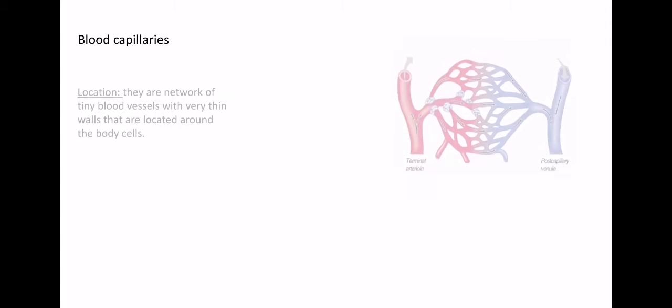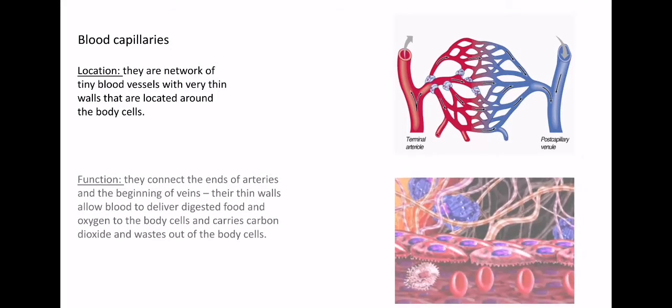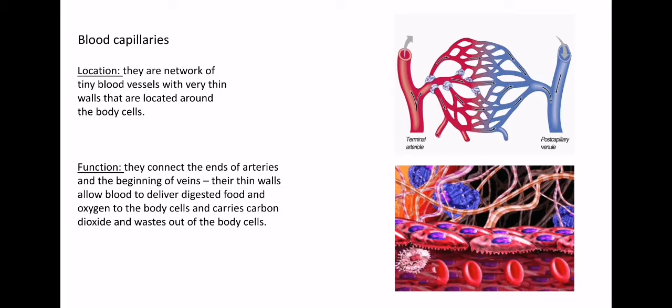3. We have blood capillaries. They are a network of tiny blood vessels with very thin walls that are located around the body cells. The function: they connect the ends of arteries and the beginning of veins, and their thin walls allow blood to deliver digested food and oxygen to the body cells and carry carbon dioxide and the wastes out of the body cells.